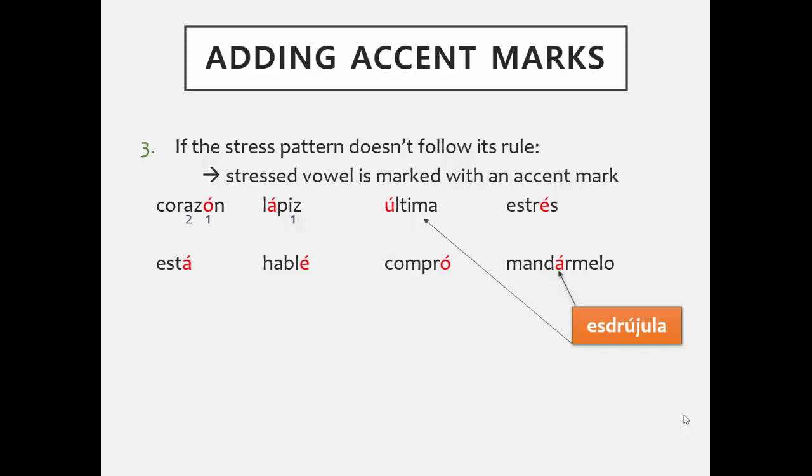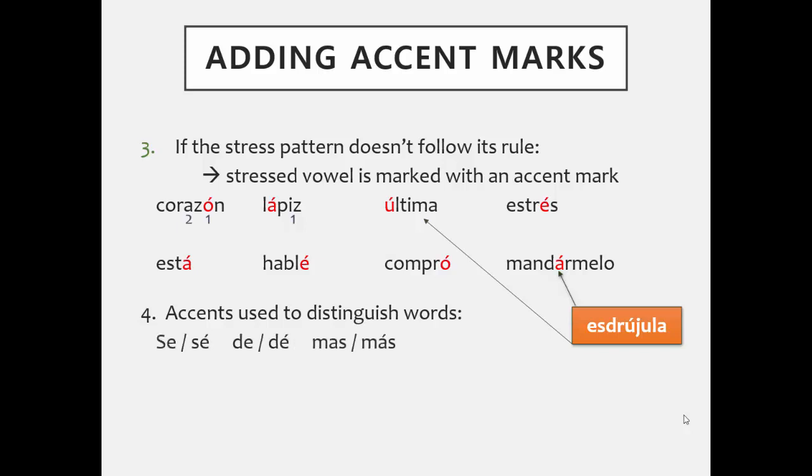Finally, we use accent marks to distinguish between different monosyllabic words, meaning these words are said and written exactly the same, but have different meanings depending on whether we write the accent marks or not. There are not many of these words, but they do exist.